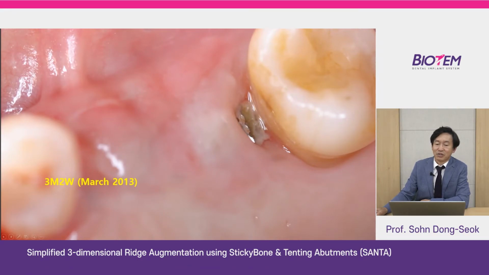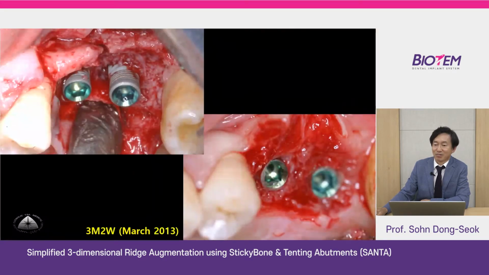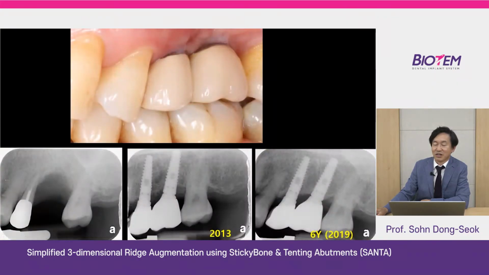Titanium mesh was exposed after 3 months of healing, so I did an uncovering procedure to remove the titanium mesh in order to prevent possible infection. This is before grafting. This is after 3 months, 2 weeks of healing. You can see the good bone regeneration around the implant. This is the baseline. This is 6 years of loading. You can see the very stable marginal bone thanks to the tenting abutment to allow the overgrafting.